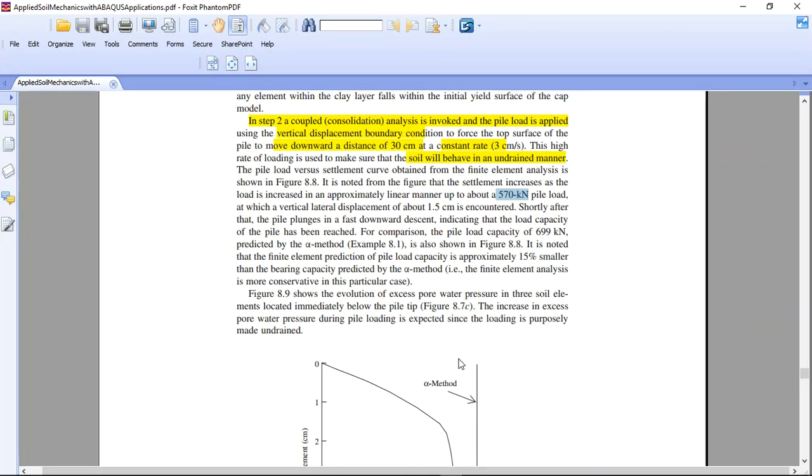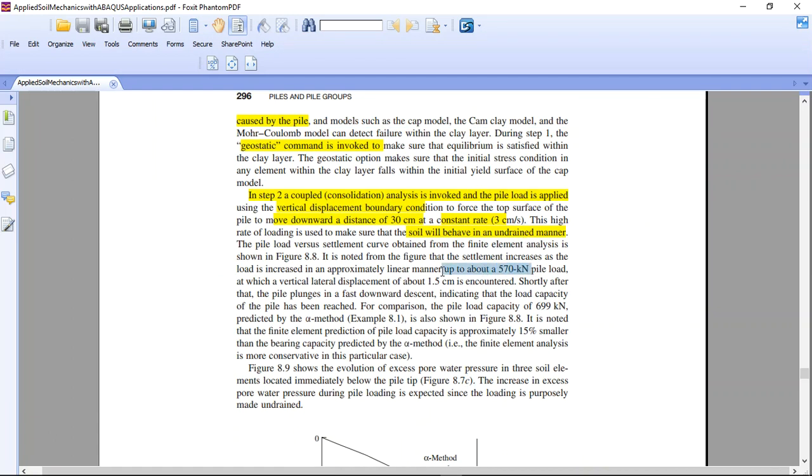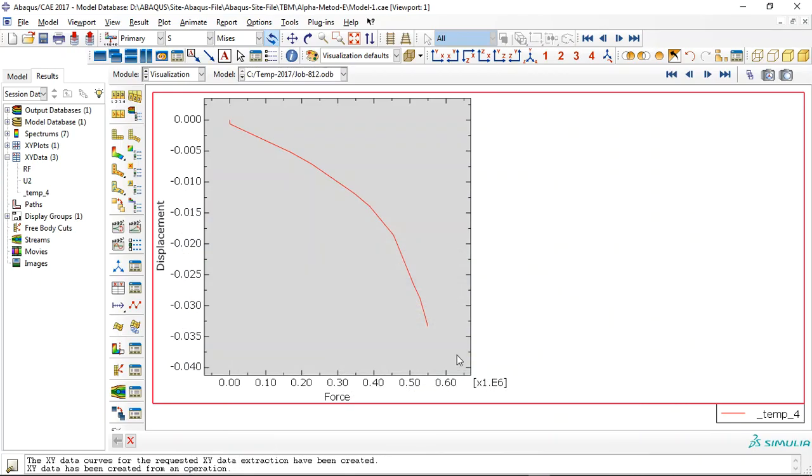And the paper says the capacity is nearby 570 kilopascal, and it is okay. You can see it is in good agreement with this book and this example.